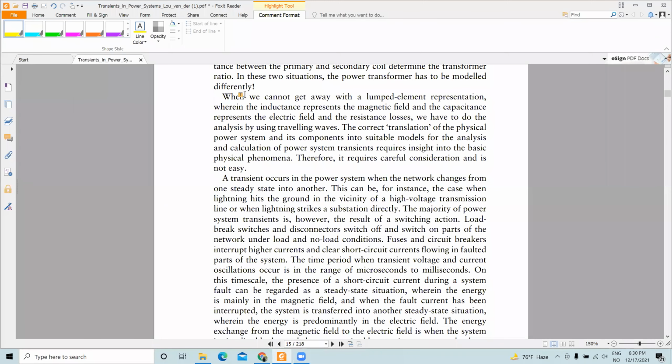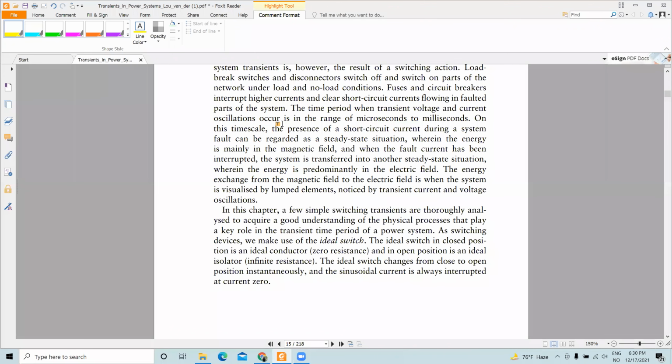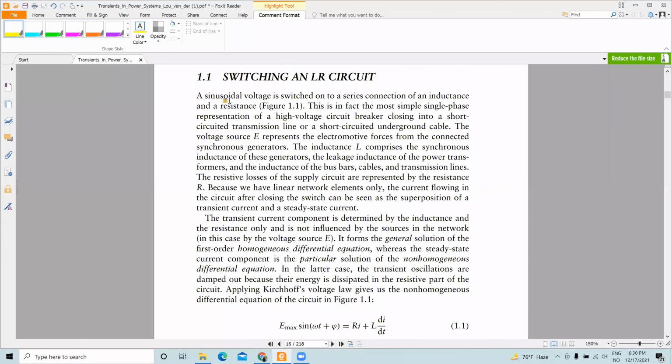So basically this part explains how the transient phase is different from the normal 50 hertz components. In the book, it gives some examples, like when you switch an LR circuit or an LC circuit, what happens in the transient phase and what is the steady state phase. So first we come to the switching of an RL circuit.